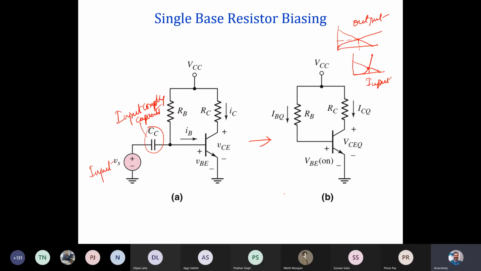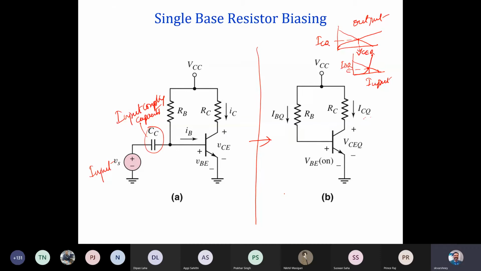Now the current flowing into the branch we represent as the quiescent current. Somewhere here, IBQ is the base current, and on this axis we have VCEQ, and the collector current we represent as ICQ. If there is a resistor connected to the emitter terminal, then the current flowing through that resistor will be IEQ, right? So for the DC analysis at the quiescent point, we just take this circuit and then analyze.